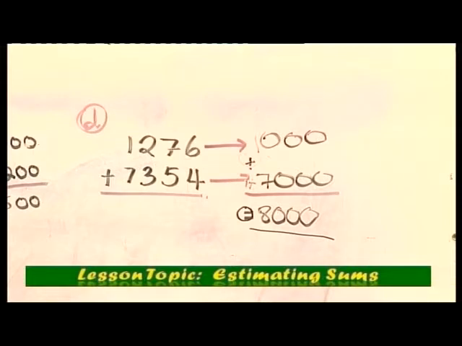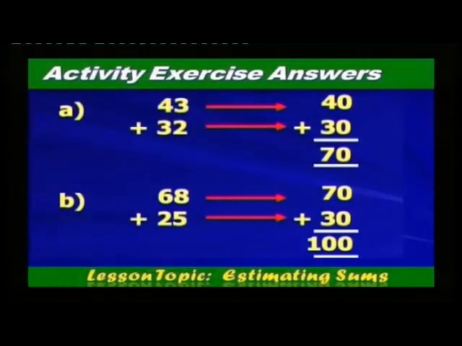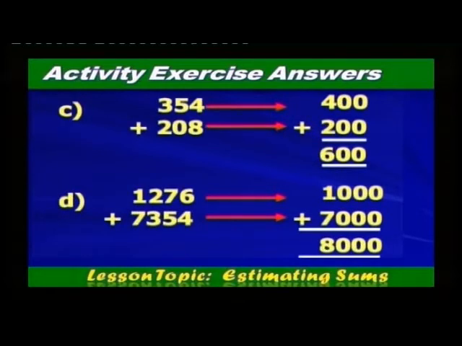So the first one, receiving students and sixes, is now on the board or the screen. B, 68 plus 25. Fred, watch very carefully. We have 70 and 25 estimated to 30, like what Robert has already made corrections to. So 70 plus 30 would give us 100 and not 70. It's supposed to be 100. Let's move on to exercise C, 354. We have 400 and we have 200. And the answer to that would be 600.